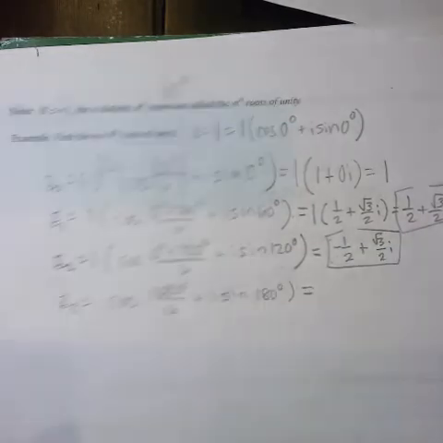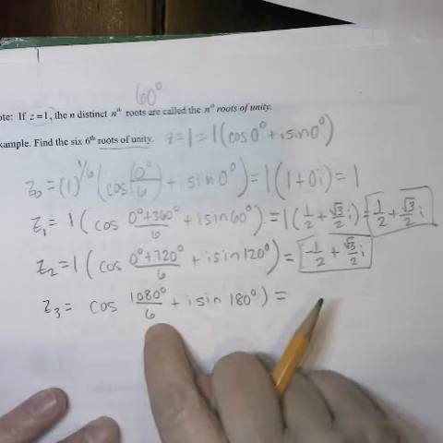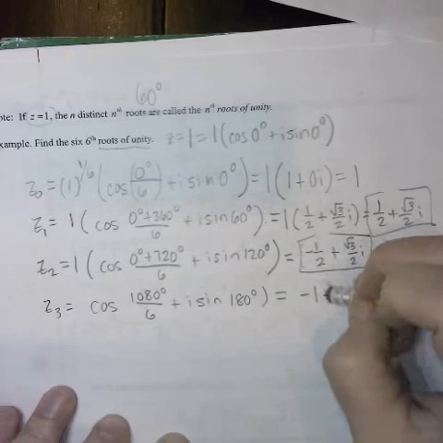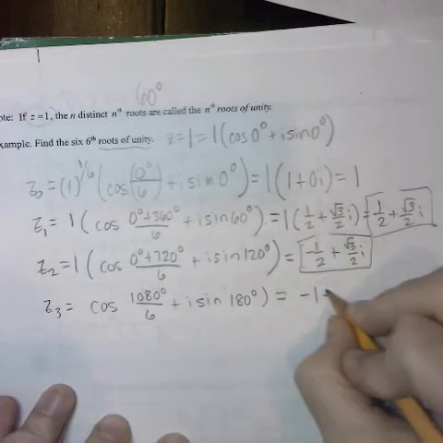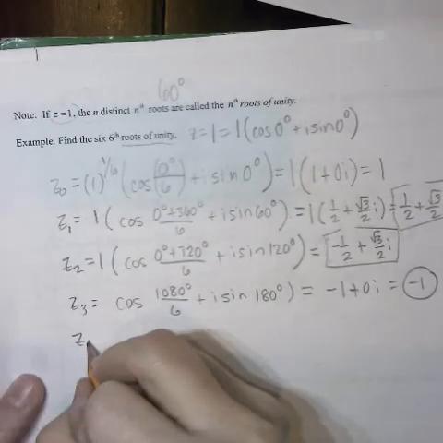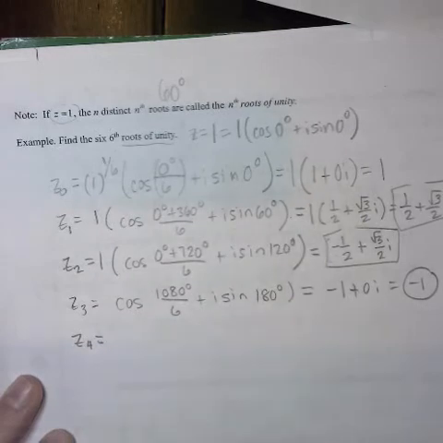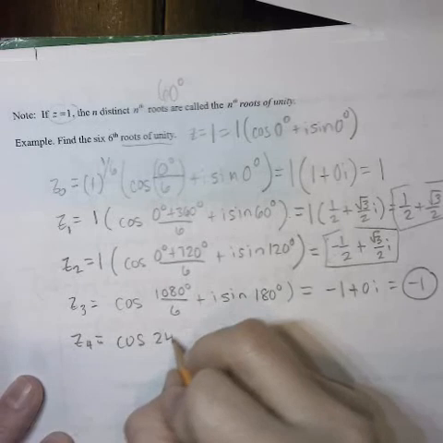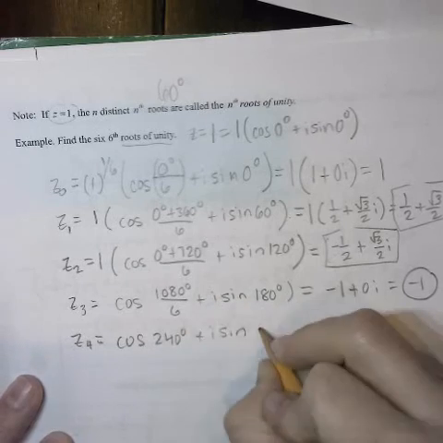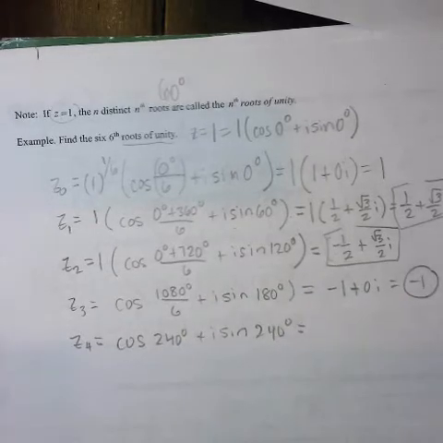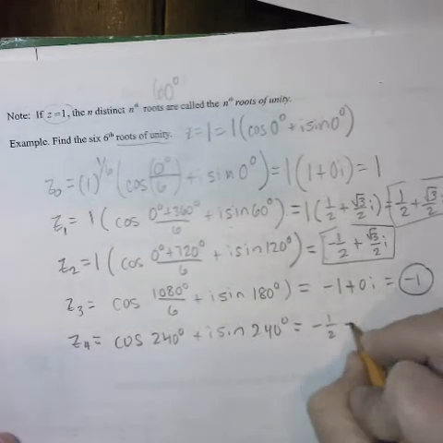So cosine of 180 is negative 1, and sine of 180 is 0. So, well, I guess I'll write it down, plus 0i, which is negative 1. Okay, we've got 4 of our roots. We're on to the 5th one, but we call it z sub 4. So now I'll just add 60 to this and get cosine of 240 degrees plus i sine of 240 degrees. So the reference angle is still 60. I'm just in quadrant 3 now, so cosine and sine are negative. So I get negative 1/2 minus square root of 3 over 2 i.